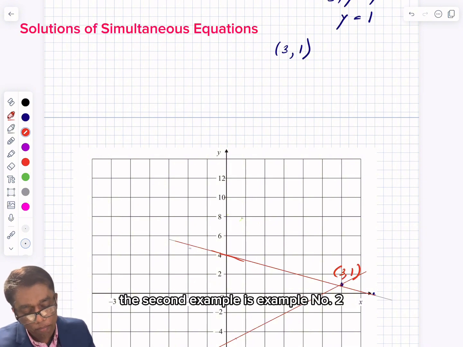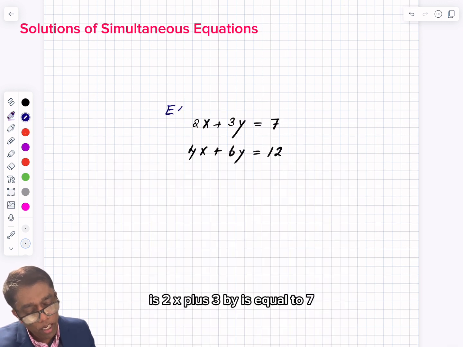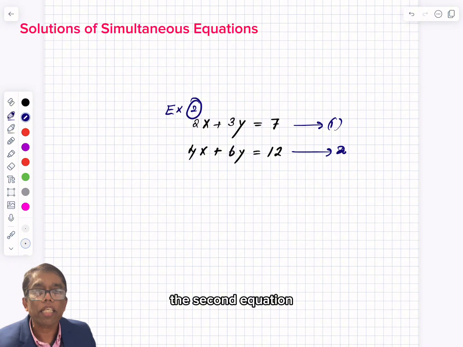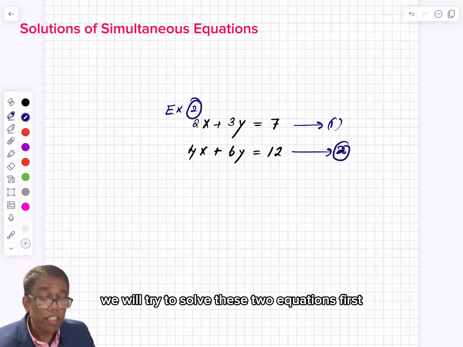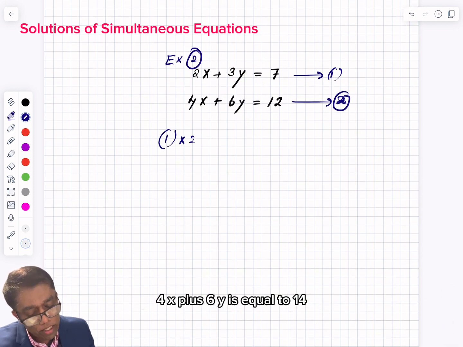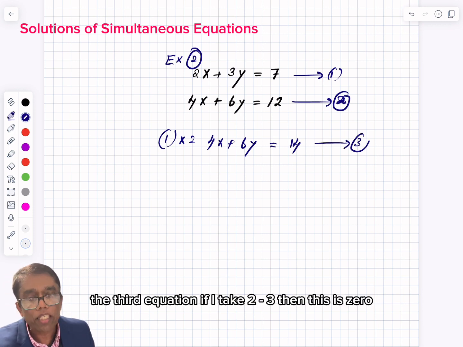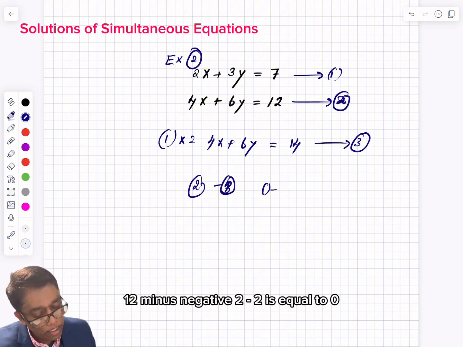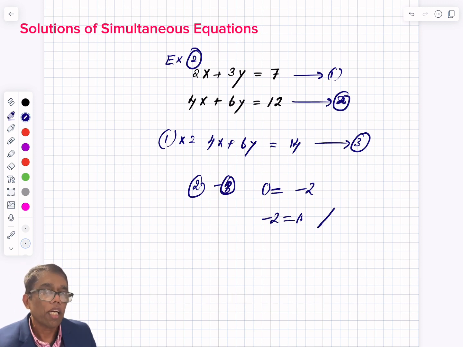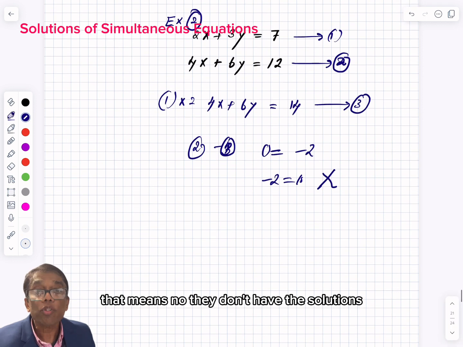The second example is 2x plus 3y is equal to 7. It is my first equation. 4x plus 6y is equal to 12, the second equation. We will try to solve these two equations first. If I multiply the first equation by 2, 4x plus 6y is equal to 14, the third equation. If I take 2 minus 3, then this is 0 on the left, and 12 minus 14, negative 2, on the right. 0 is equal to negative 2. This is not possible. That means they don't have solutions.